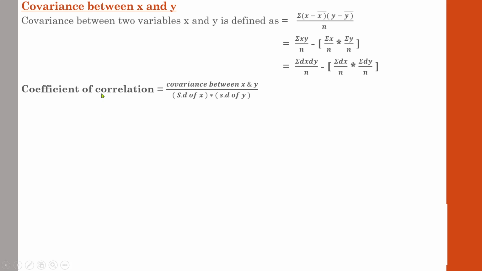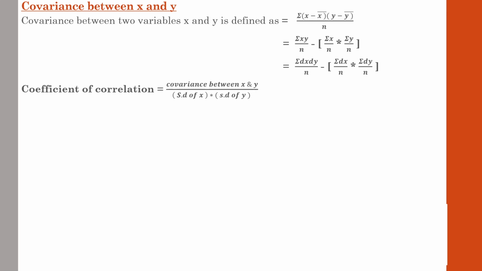The thing is that here the correlation is measured on the basis of covariance between x and y. So in the question they may ask to find the correlation on the basis of covariance between x and y. Alternatively, in the question they may specify standard deviation of x and standard deviation of y. Whenever the standard deviation detail is given, it is sure that you need to find the correlation on the basis of this method. So correlation coefficient is covariance between x and y divided by standard deviation of x and standard deviation of y.